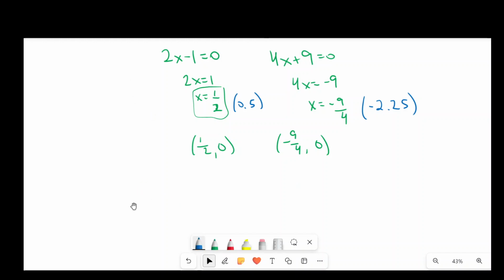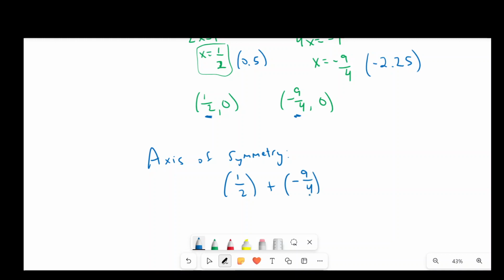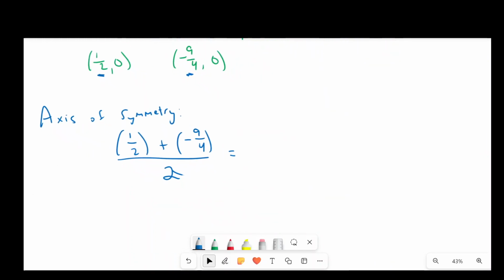So remember, the axis of symmetry is a line that has an x value exactly halfway between your roots. So to find it, I need to find the average or the midpoint of the roots. So I need to add a half plus negative 9 over 4 and then divide by 2. If you're using decimals, this is going to be a lot faster process. But let's see what happens here with our fractions.